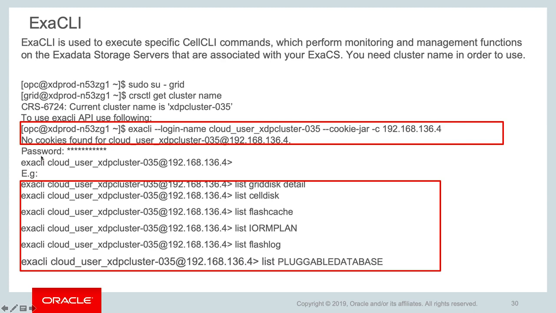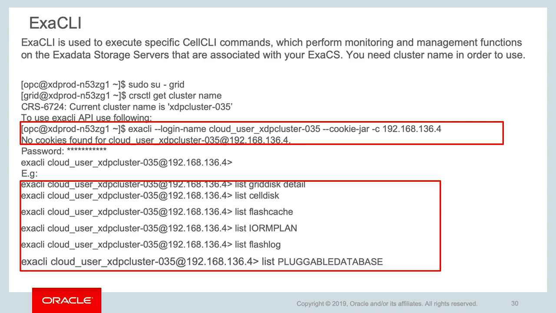So once you get into this, it will provide you a prompt. In my case, it shows ExaCLI cloud user and this is the IP address of your storage cell. And once you are there, you can perform any activities like list grid disk details, or you would be able to list the cell disk. You can list the flash cache or IORM plan. You can look at the flash log. You can look for all of your pluggable databases. You can also look at alert history. So there are several commands available to be used with ExaCLI. You can look into the documentation and use them depending on your need.